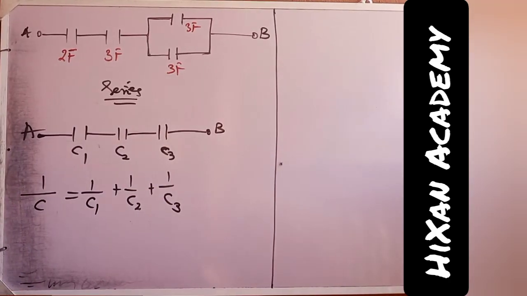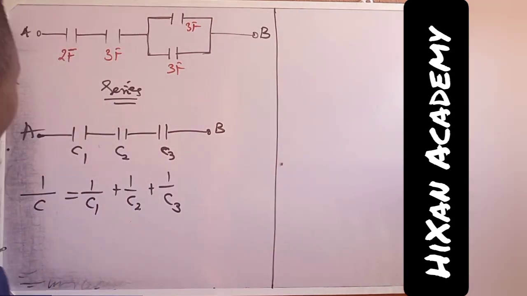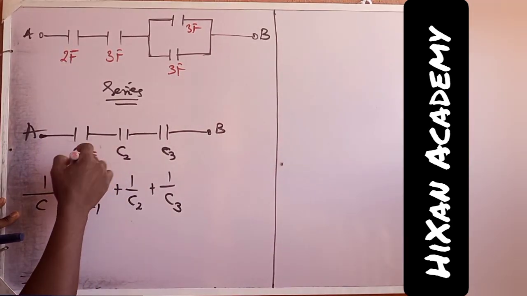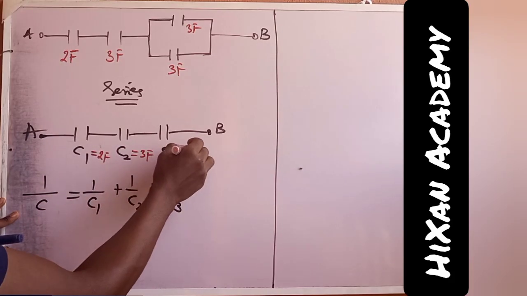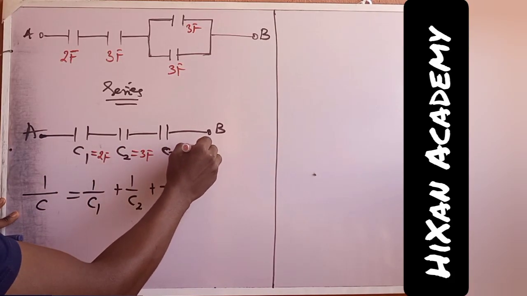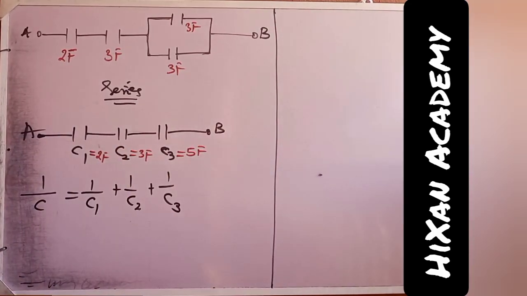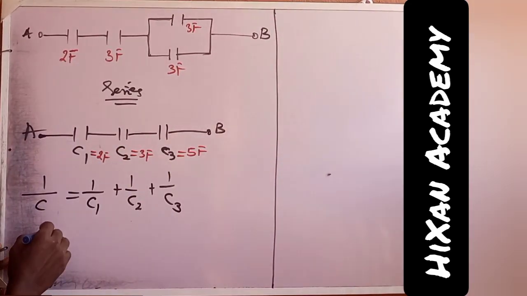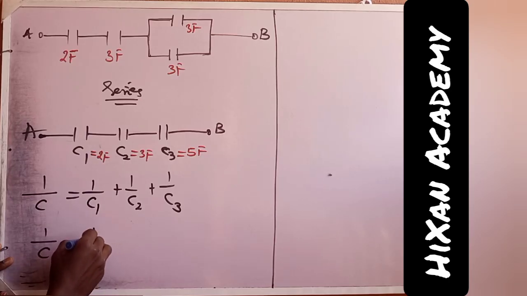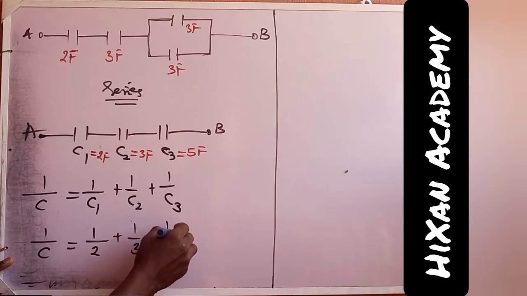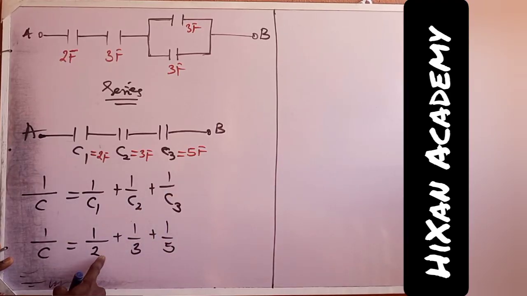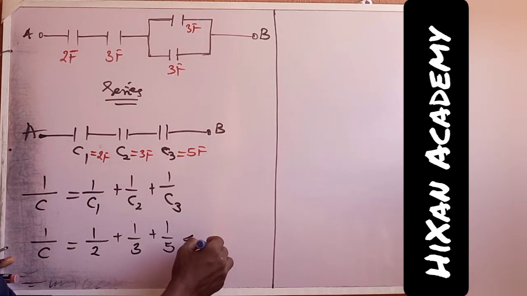So let's give them values and see what we are going to get from that. Let's say C1 is 2 farad, C2 is 3 farad, and C3 is 5 farad. So let's look at the effective value, what it will be. So this will be 1 over C equals 1 over C1, which is 2, plus 1 over C2, that's 3, plus 1 over C3, that's 5. So the LCM here of 2, 3, and 5 is 30. So we have 30 here.